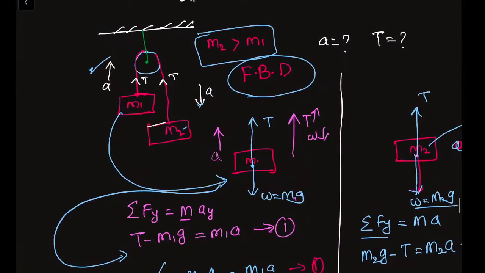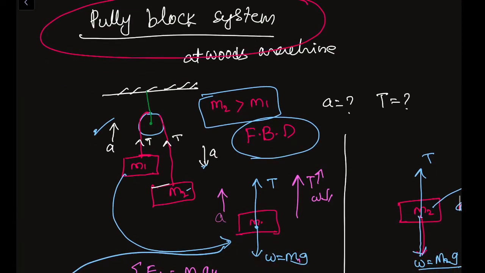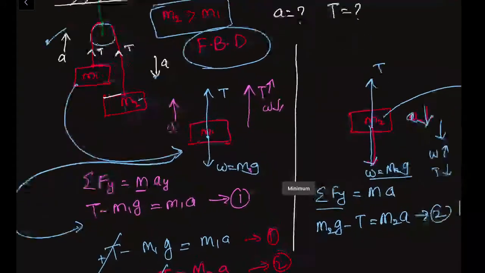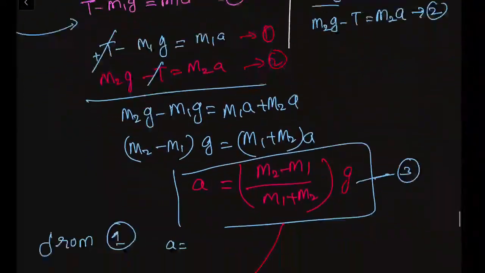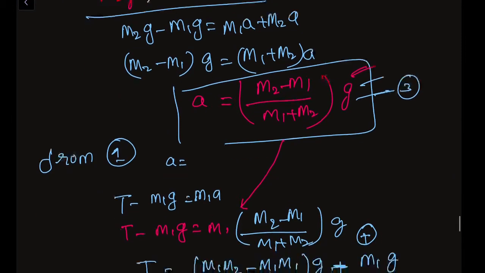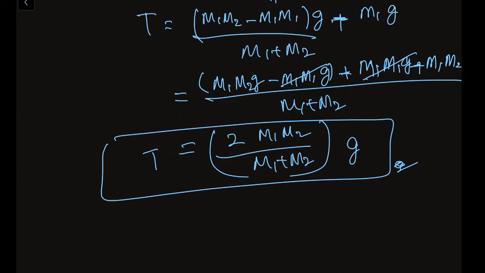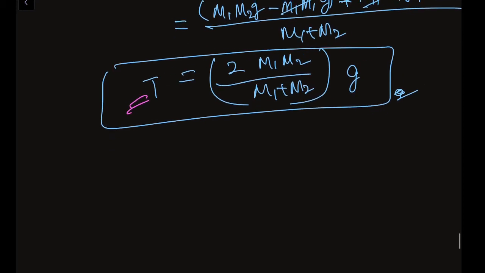Pulley block system completed, and we call it the Atwood machine. For this case, how do we find acceleration? Children, acceleration a is equal to (m2 minus m1) divided by (m1 plus m2), into g. Then the tension T is equal to 2 m1 m2 divided by (m1 plus m2), into g.